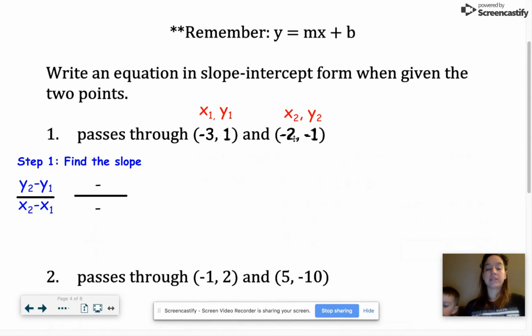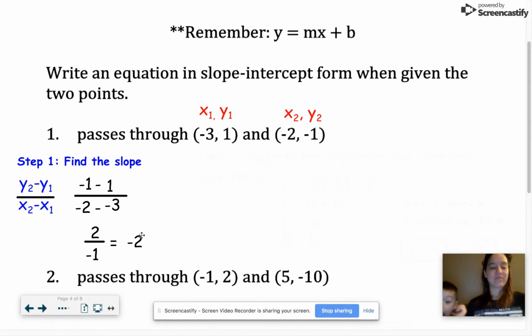While I plug into this formula, I take my y2 and move it over, and I take my y1 and move it over. I take my x2 and move it over, and my x1 and move it over. And then I simply solve this problem. I do -1 minus 1, -2 minus -3. And I get 2 over -1, which equals -2.